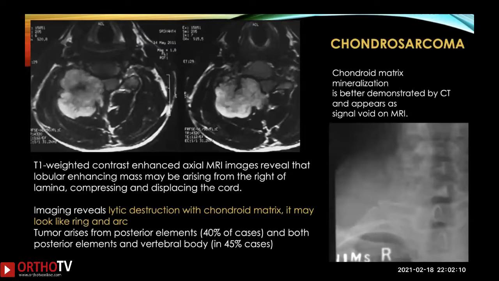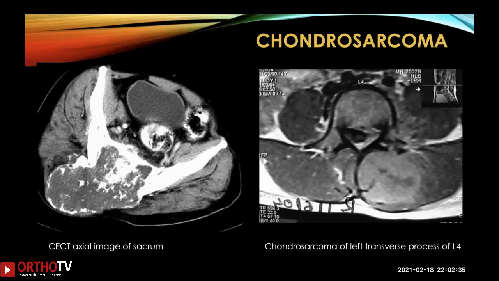Coming to a chondrosarcoma, this is also aggressive, and imaging shows lytic destruction with chondroid matrix. It may look like rings and arcs in some cases. It usually arises from the posterior element, and on a contrast MRI on top, you can see a lobular enhancing mass, which may be arising from the right lamina. It compresses and displaces the cord. It's an aggressive tumor.